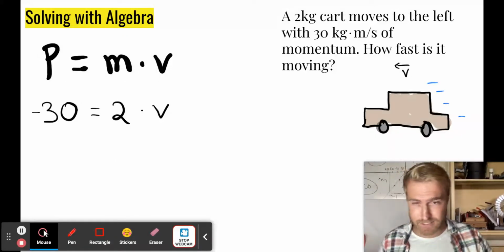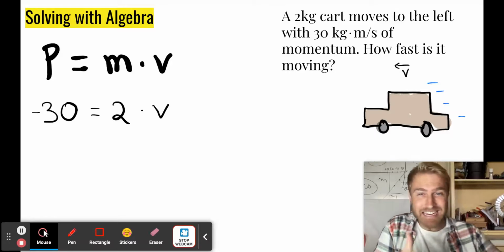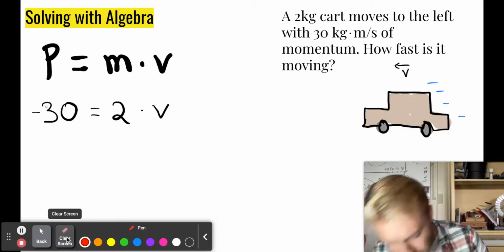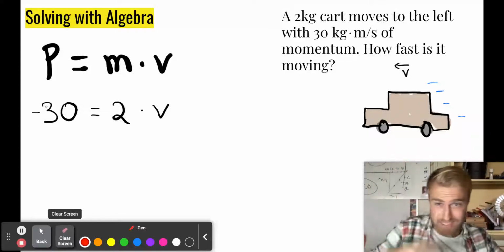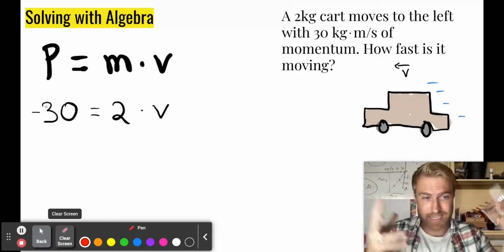Let's plug in or substitute what we know. We know it's moving to the left, so it's got -30 kilograms meters per second. I'm going to plug that in right there. We know that the cart's mass is 2 kilograms, and I'm going to leave my unknown variable velocity as just V.